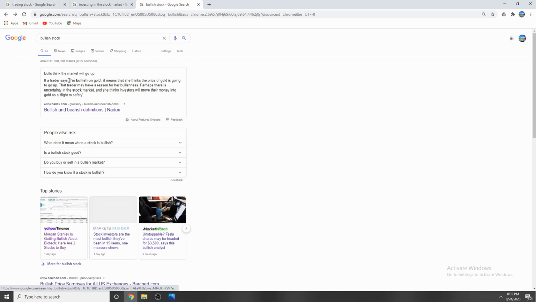And then we have bearish. Bulls think the market will go up, and bearish, which is the opposite of bullish, means that you think the stock is going to go down. So you could either short the stock, which you basically gain from, or you could buy a call and hope for the stock to go up and get a contract for that. So that's really what the big terms are to learn.